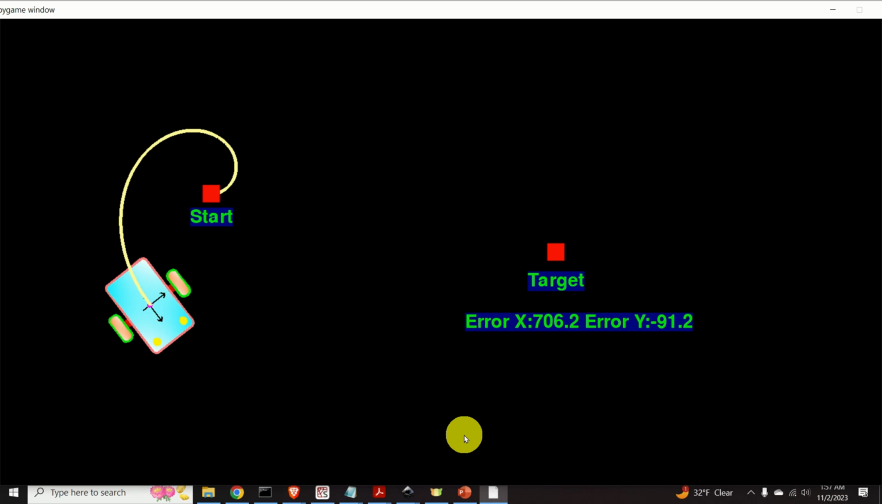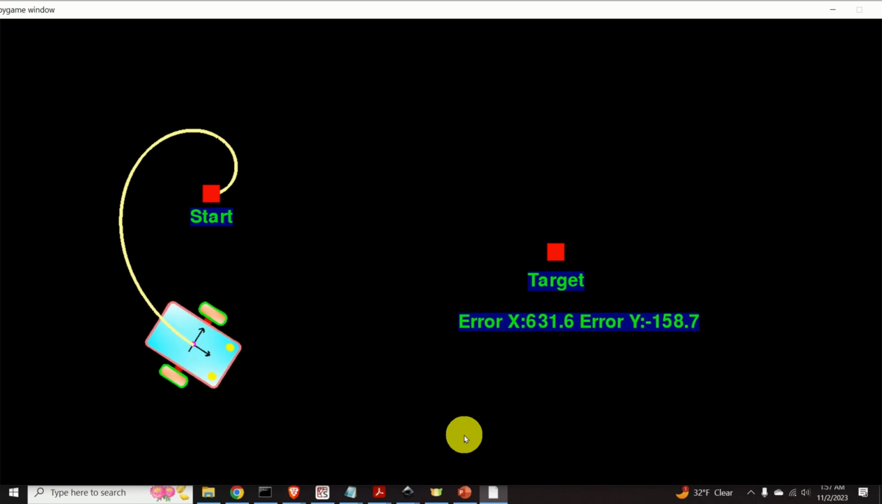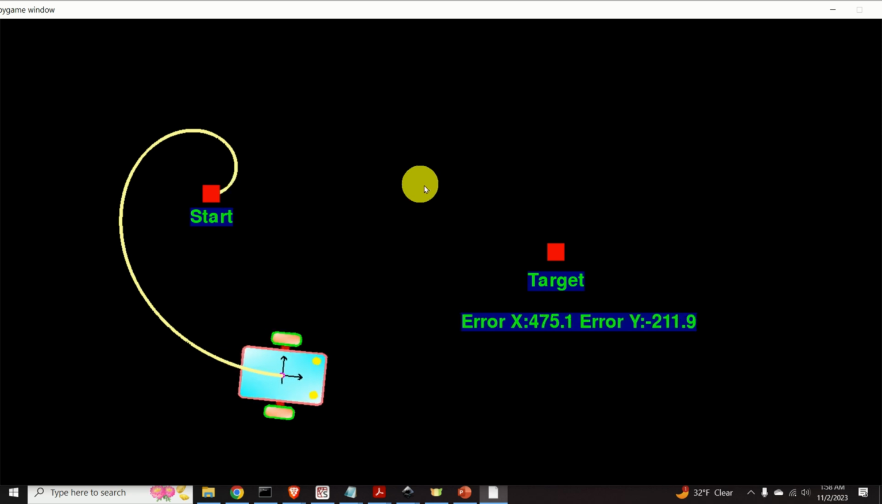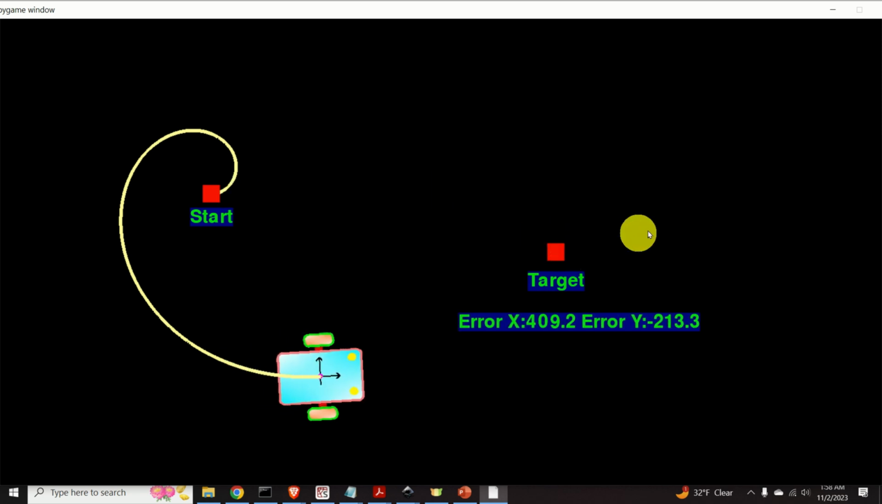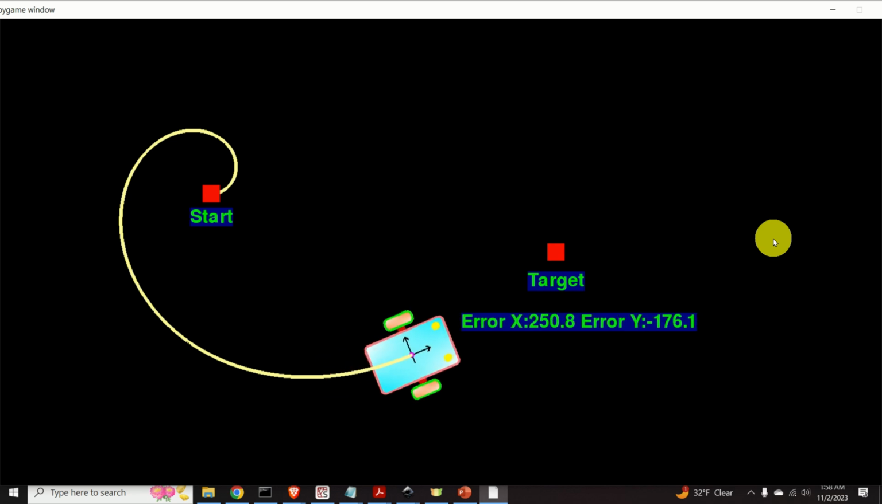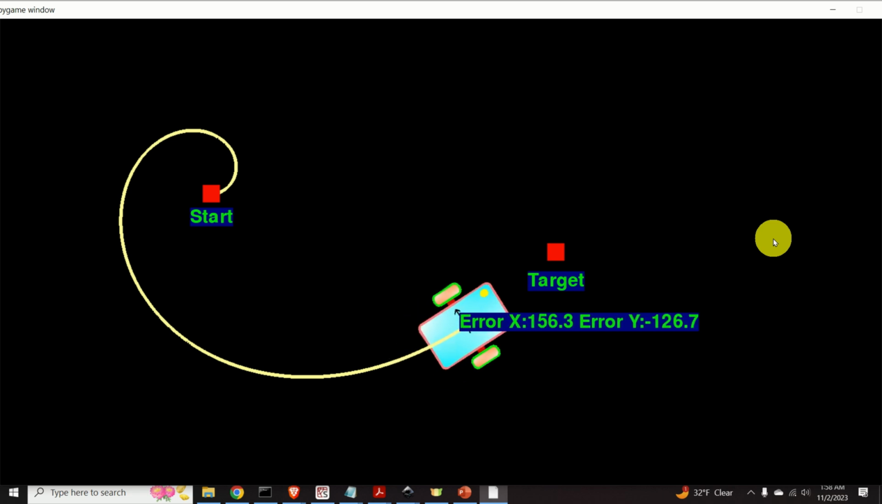The goal of the control algorithm is to move the robot from the starting point, shown over here, to the target point, shown over here. This is achieved by using two controllers. The first controller controls the orientation of the robot or the direction of the velocity vector, and the second controller controls the velocity intensity.